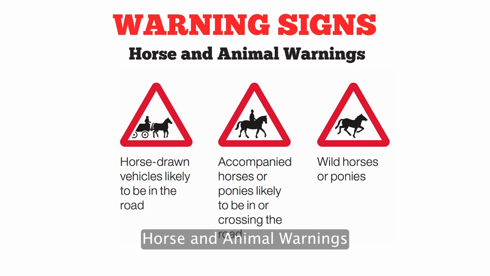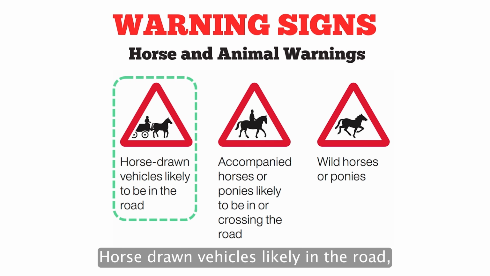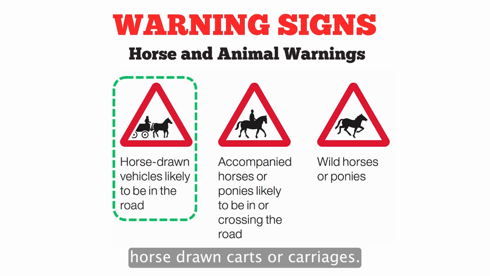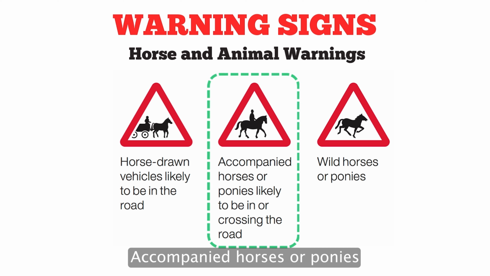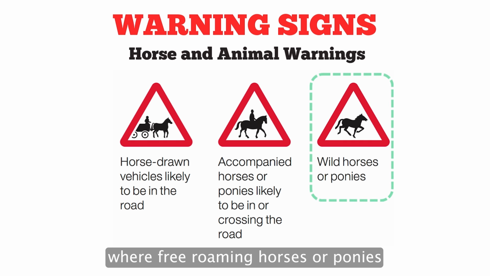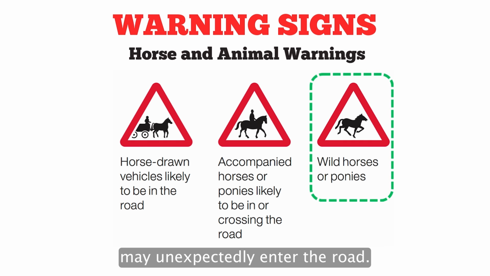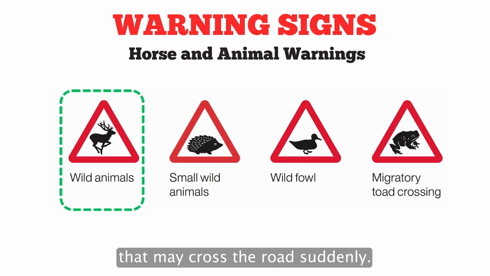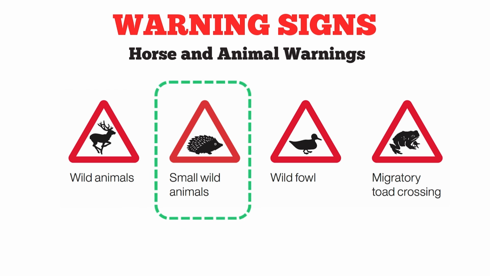Horse and animal warnings. Horse-drawn vehicles likely in the road alerts drivers to slow-moving horse-drawn carts or carriages. Accompanied horses or ponies likely to be in or crossing the road warns of riders on horseback, advising caution. Wild horses or ponies found in open countryside where free roaming horses or ponies may unexpectedly enter the road. Wild animals indicates the presence of large wild animals such as deer that may cross the road suddenly.